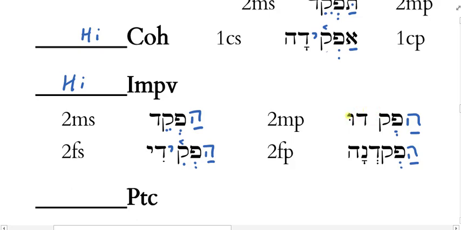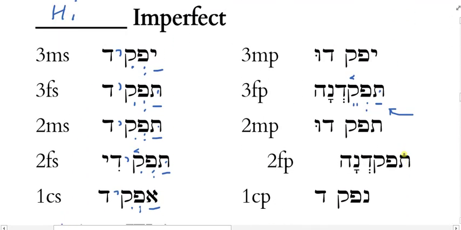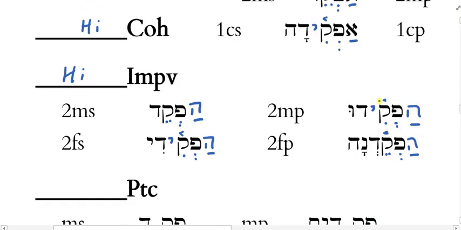How will I tell a group of men to do this? It's haf. You got it. Hafkidu. You guys, cause someone to appoint. And then for the 2FP form, I'm going to get a sere here, just like I would have gotten for the imperfect 2FP, 3FP. So hafkedna. Compare that with the form over here, tafkedna, okay? But I just got a hey instead of a nutty prefix here for the na 2FP ending, hafkedna. So that's the imperative in the hifil.